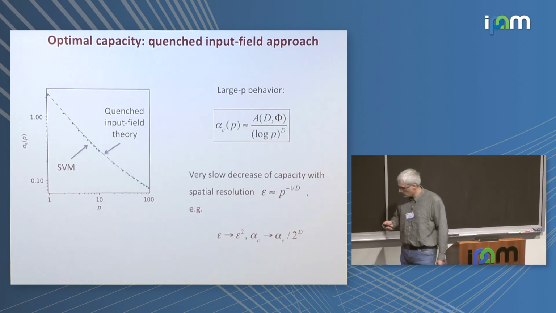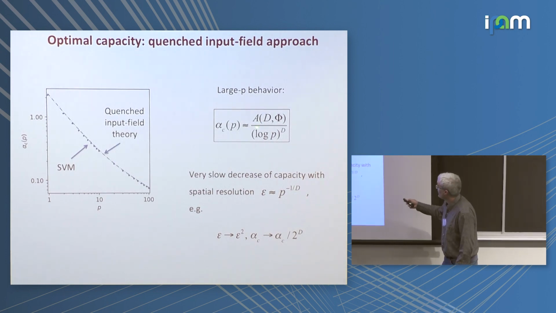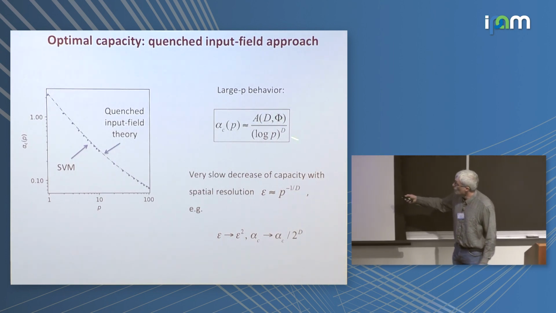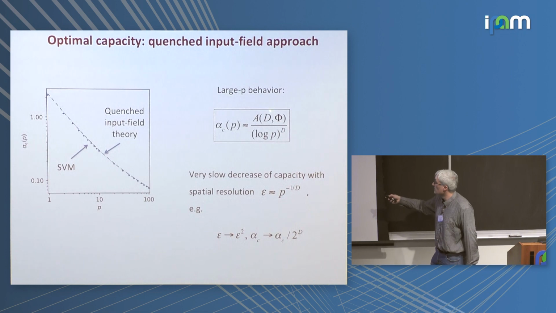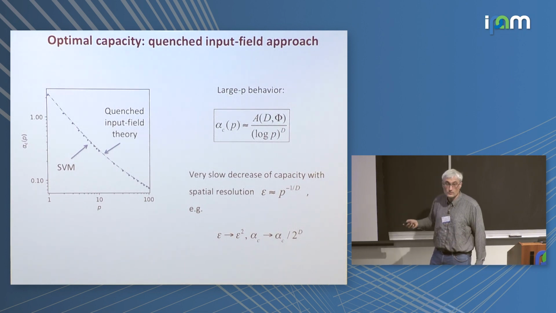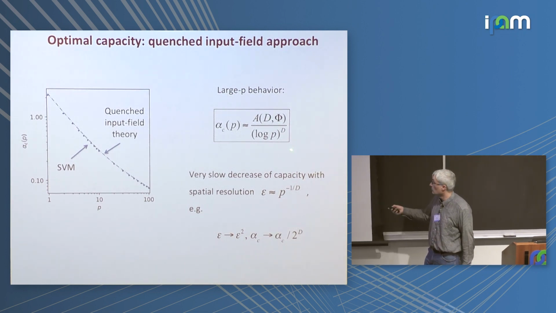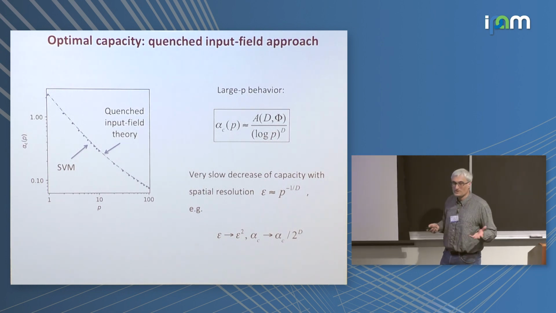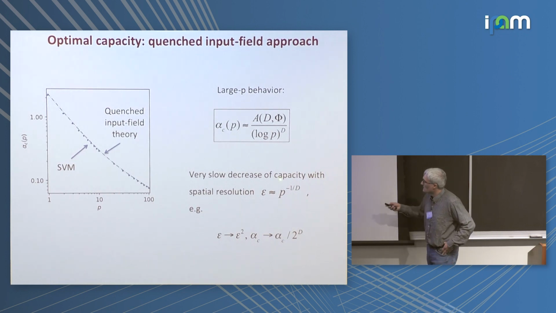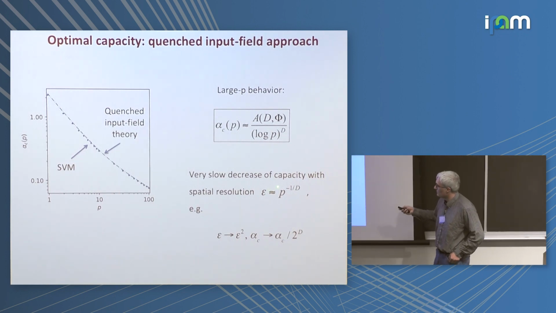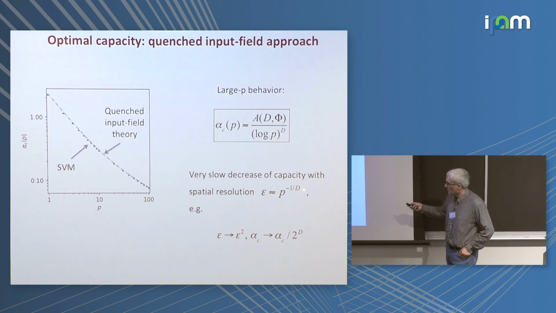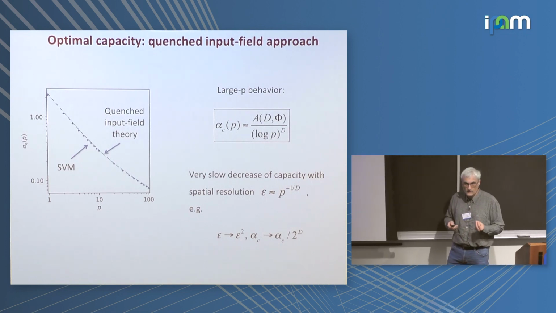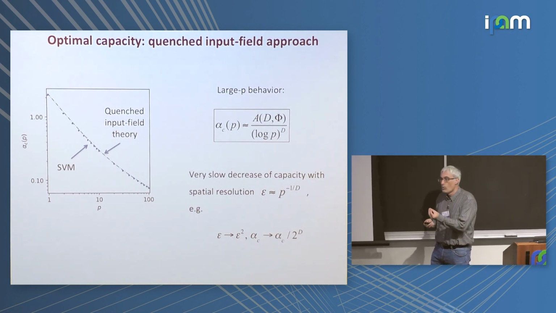And the main outcome of this work is the following. We find that the capacity scales as some constant, which depends on the dimension and the size of the place field, over log p to the d, where d is the dimension of the manifold and p is the number of points. And I would like to interpret that as a positive result, in the sense that since we know that the spatial resolution epsilon decays as p to the minus 1 over d, that means that actually you can increase a lot your spatial resolution, decrease a lot the spatial error, at a relatively small cost in terms of capacity.